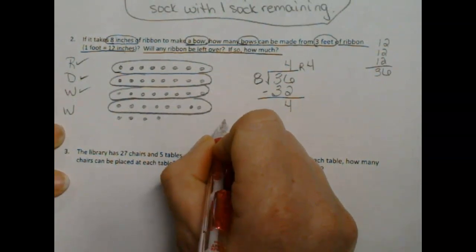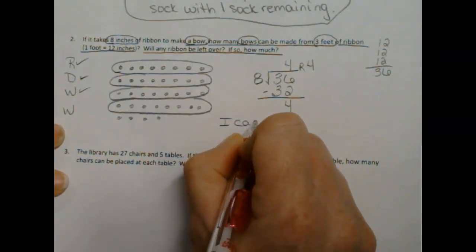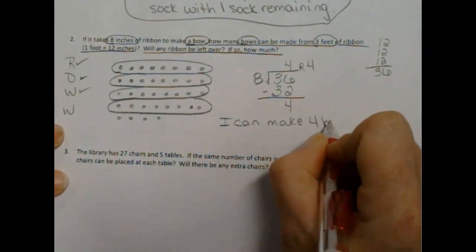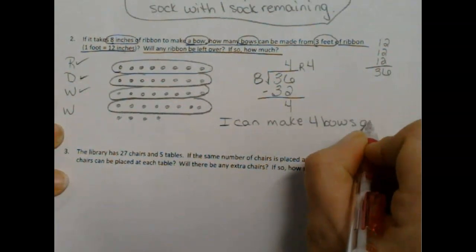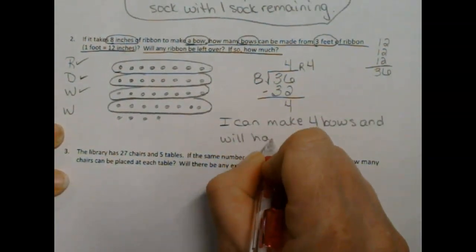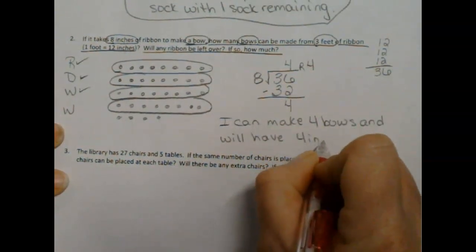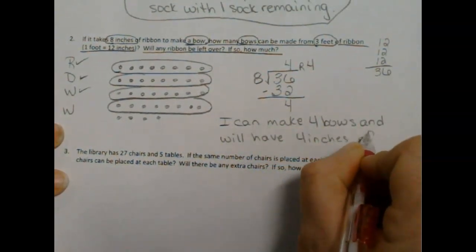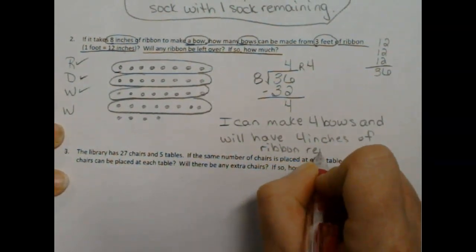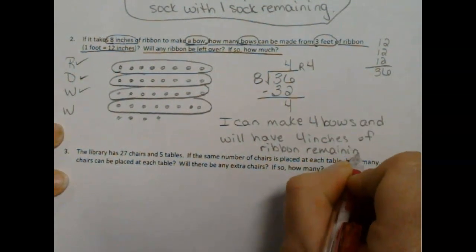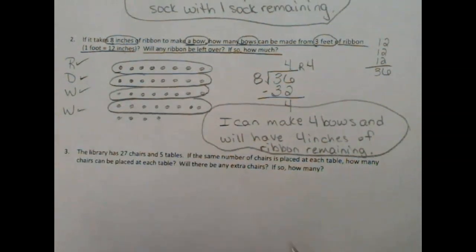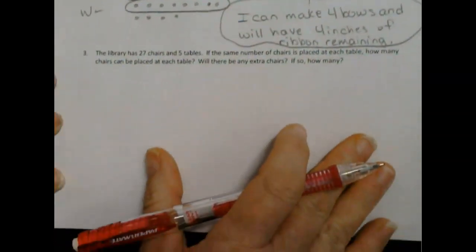So I can make 4 bows and will have 4 inches of ribbon remaining. All right, so there's my final answer. Okay, let's look at number 3.